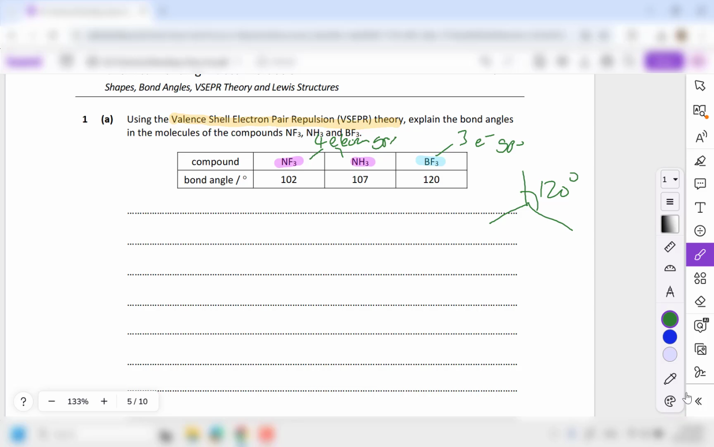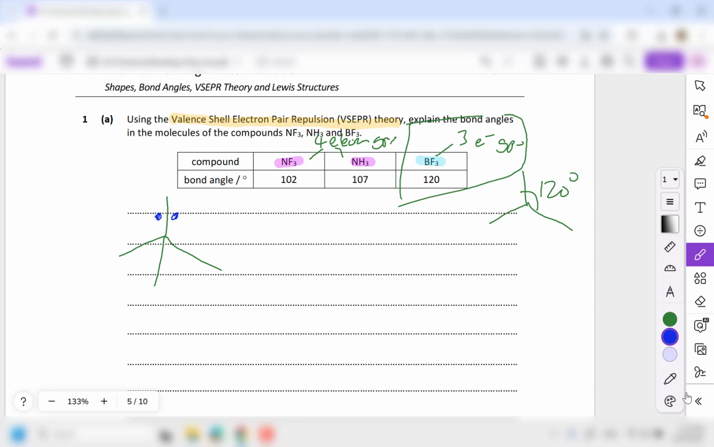So one way to go about this is to get BF3 out of the equation first, and then we try to explain the remaining two. Then with that, you can move on to explain NF3 and ammonia. For NF3 and ammonia, both of them have 4 electron groups, of which one is a lone pair of electrons.